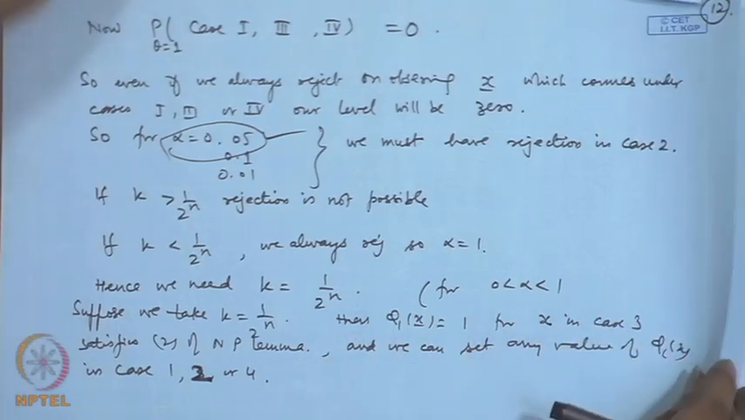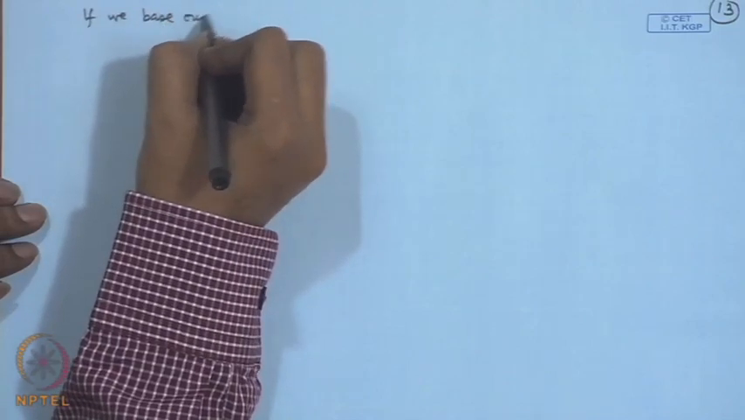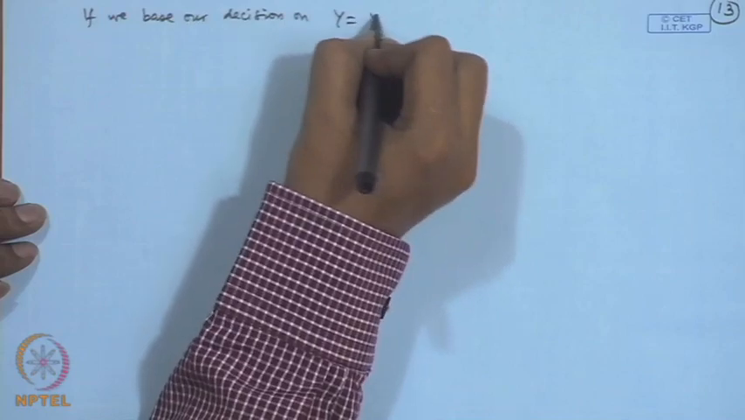Let me give a concrete case here where I base our decision on x n alone. You note here that when I am considering x 1, x 2, x n a random sample from uniform 0 to theta, the sufficient statistic is actually x n, and x n is playing the role here, as you have already noticed. So, let me explain that part in detail. If we base our decision on say y is equal to x n.